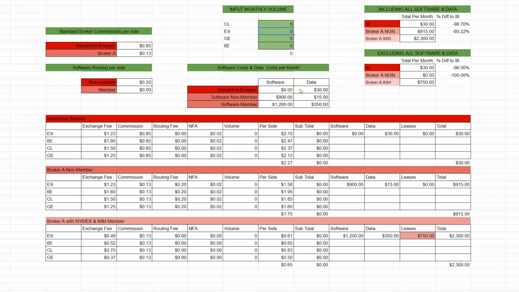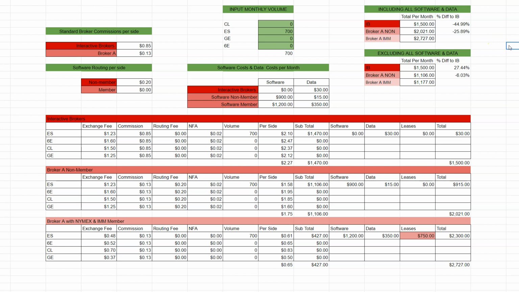Saving percentages are different across the board. But let's say you're a pure ES trader and you only do 700 lots a month. The reality is that's going to cost you $1,500. Let's just work at the moment on all software, because I think that's a fair representation.